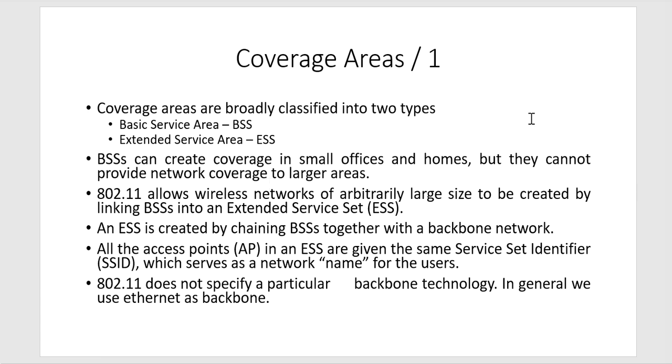This basic service set can cover a very small office or home. But if you want to increase that area, we have to link more than one BSS to each other, and that's what we call an extended service set, ESS in short. So, an ESS can be created by chaining BSS together with a backbone network. There has to be a backbone network.